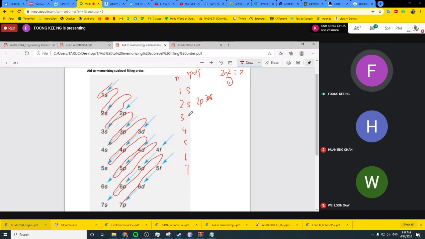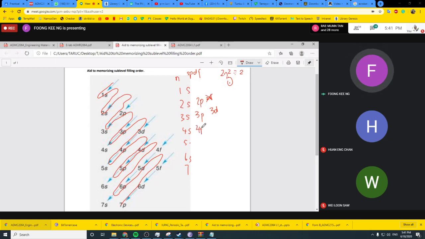Next one, when n equals 3, do we have an S there? Do we have a P there? Do we have a D there? You follow the order. You just need to write this down one by one, then you will not get it wrong. You will surely score if I ask you on electronic configuration. Definitely you will score. This is a technique. When I teach, I show you the technique. You don't need to crack your head.